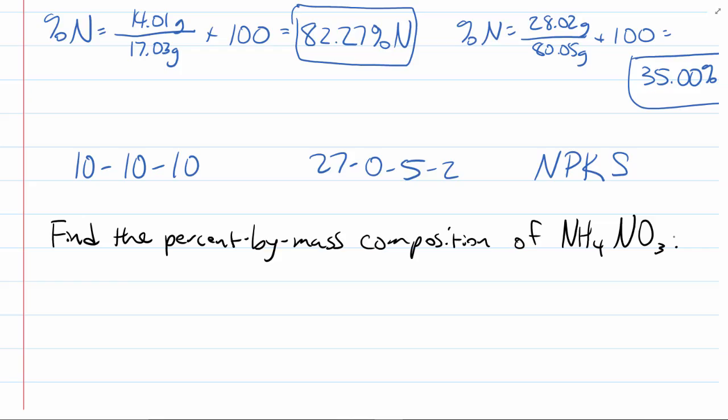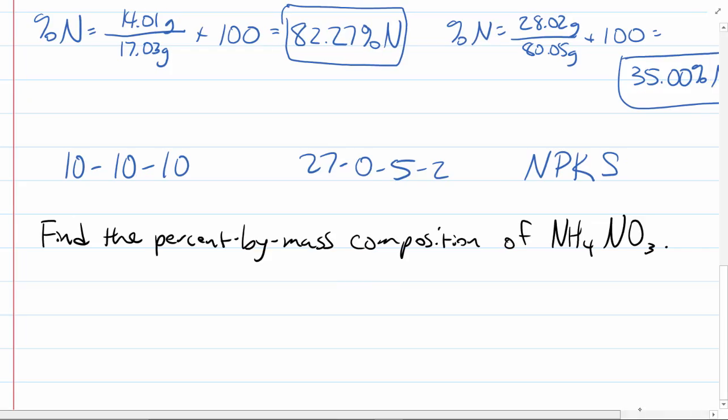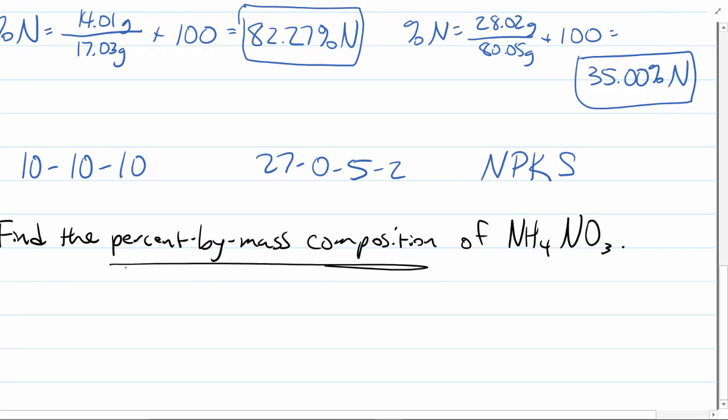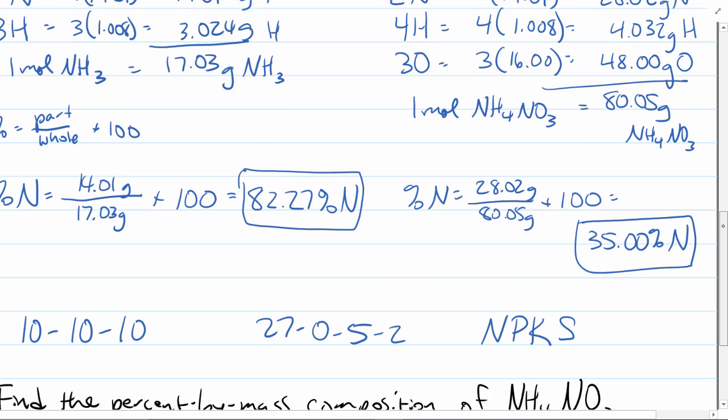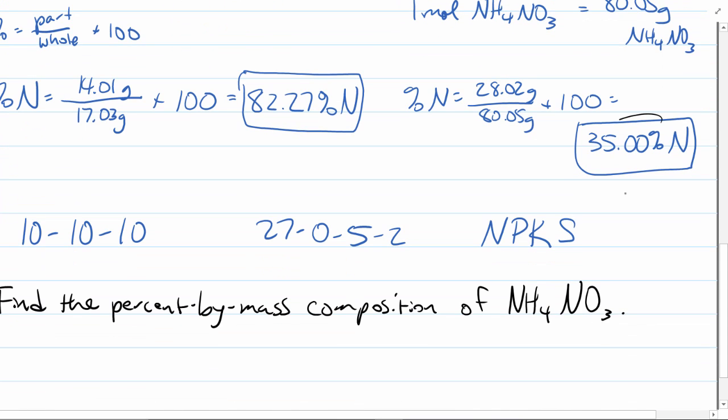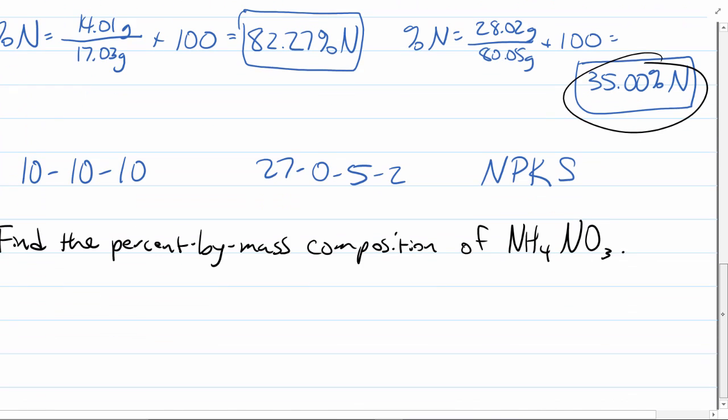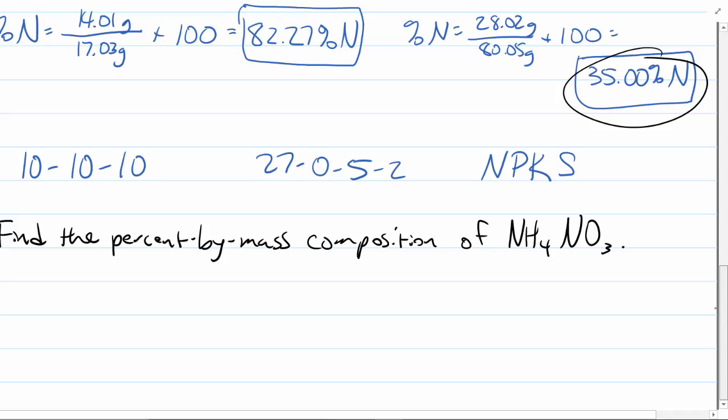Now if you look through here, is there an element specified? No. There's not. So if there's no element specified, what do you suppose we do here? Exactly. We find the percentages for all of them. So again, if you simply see percent by mass composition, and there's no element specified, then you calculate the percentages for all of them. We already calculated the percentage of nitrogen on this one as being 35.00% nitrogen.